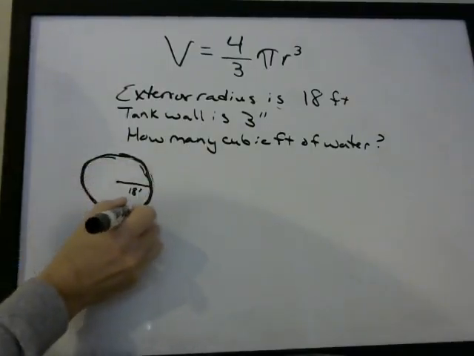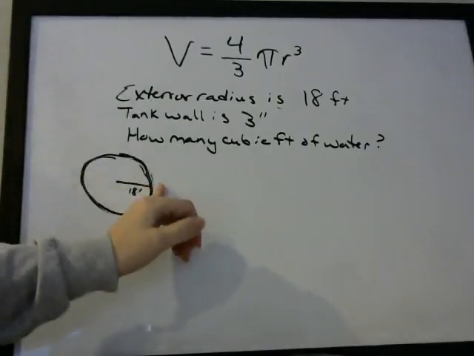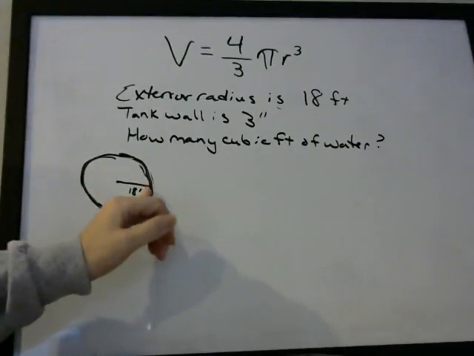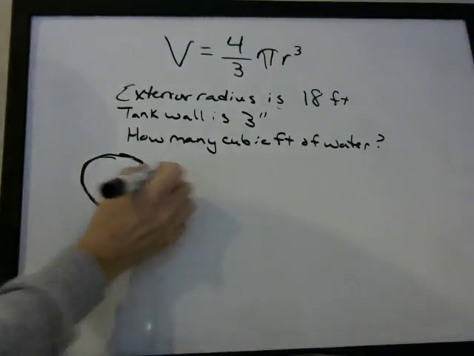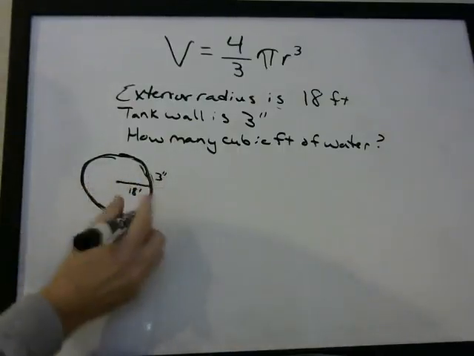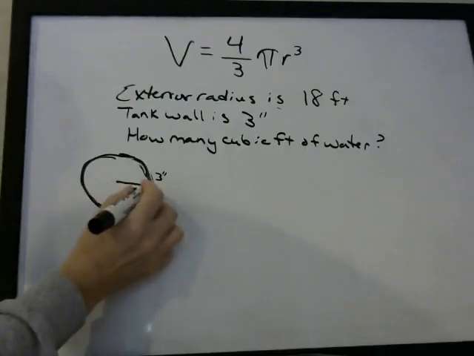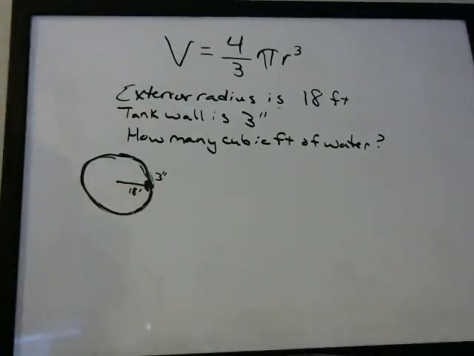And so when we fill the tank, it's not going to go all the way out to the outside edge. It's going to go to the inside part. So this thickness is 3 inches. So our radius really isn't 18 feet because we can't fill the tank all the way to the outside. We have to fill it to the inside. So to find our radius, we have to subtract off this 3 inches. So it's the 18 feet minus 3 inches.